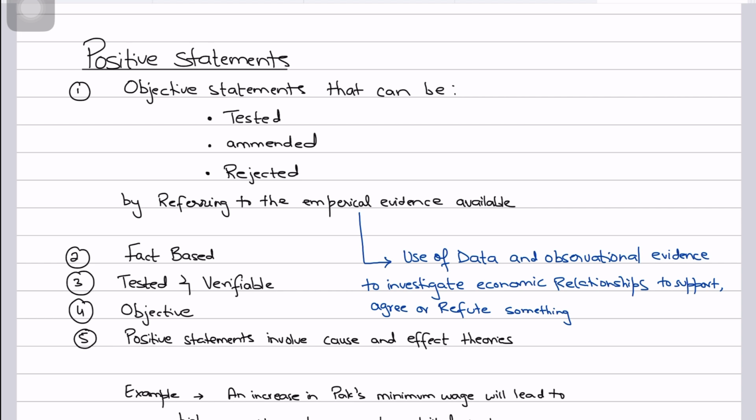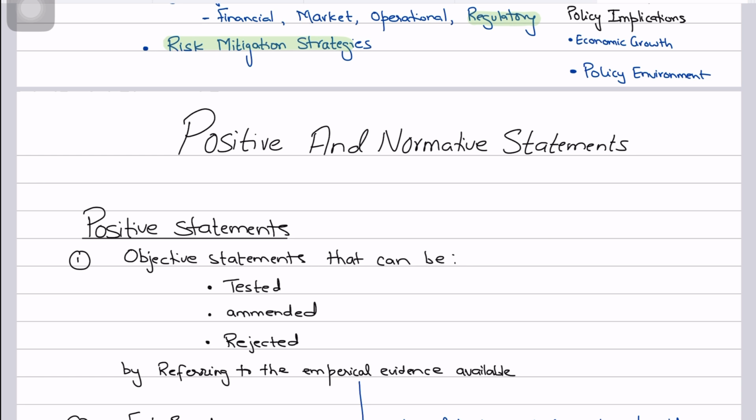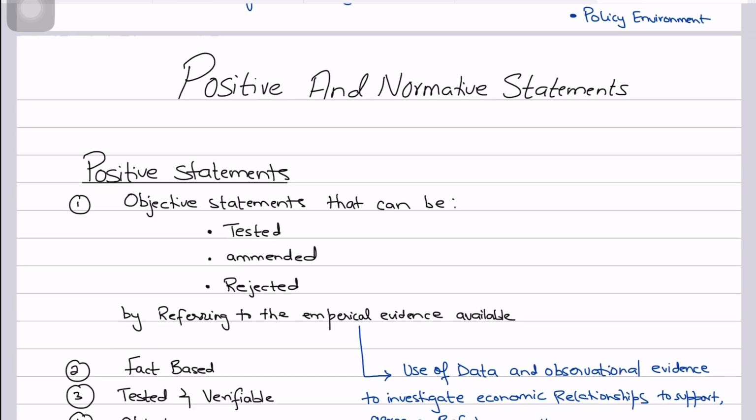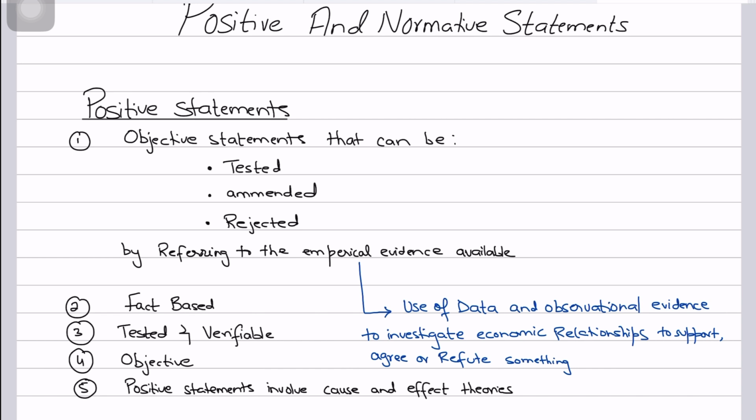But again, like I said, the only way to differentiate between a positive statement and a normative statement, which is the second type of statement that you will study, is: can you test the statement? If you can test it, then based on evidence you can accept it, reject it, refute it, say it is wrong or right, or say it needs some sort of amendment. So that is what positive statements are. They can be tested and they are verifiable, based on empirical evidence.